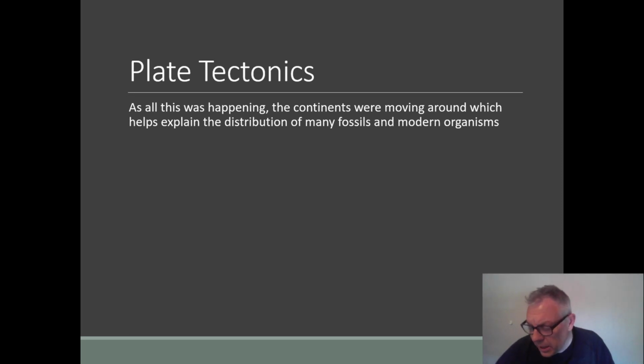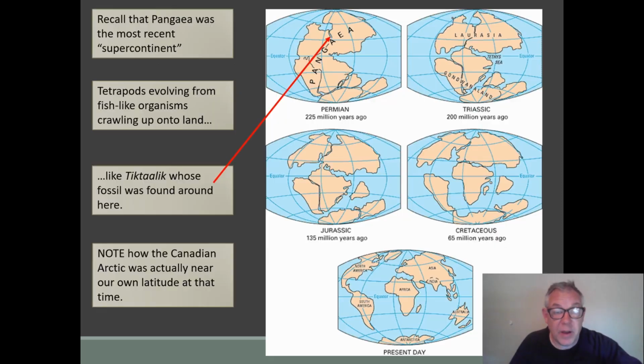And we'll just reiterate how the continents are moving around and how that helps to explain the biogeography, the distribution of organisms we see today, and the distribution of fossils and where we find them. And you'll recall that the most recent supercontinent, when all the continents were glommed together, is Pangea.